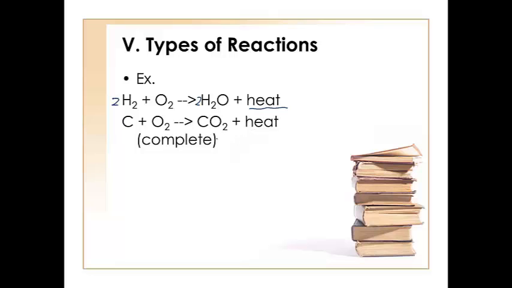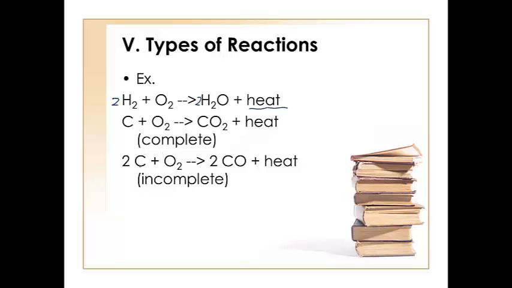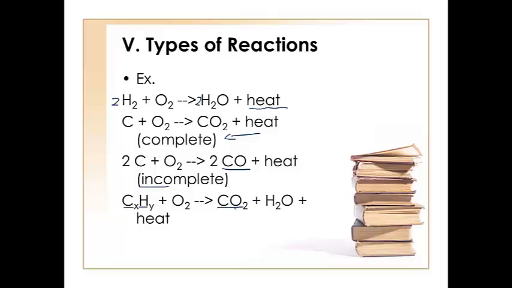An incomplete combustion reaction means carbon reacts with oxygen, but instead of carbon dioxide you get carbon monoxide. Unless you are told otherwise, and remember this, always assume it's going to be complete combustion. The only time you're ever going to write it as CO is if it is incomplete. Now, what happens if you burn something that has both hydrogen and carbon? This is known as a hydrocarbon. You get CO2 and H2O. Anytime you burn carbon, you get CO2. Anytime you burn something with hydrogen, you get H2O, plus heat.